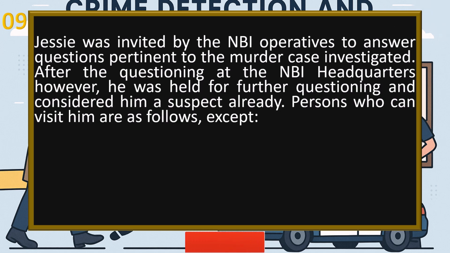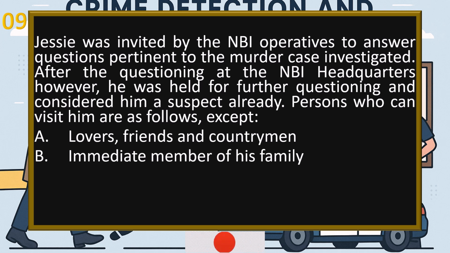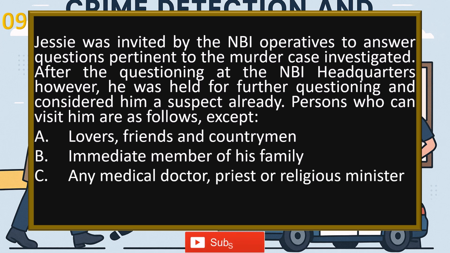Jesse was invited by the NBI operatives to answer questions pertinent to the murder case investigated. After the questioning at the NBI headquarters, however, he was held for further questioning and considered a suspect already. Persons who can visit him are as follows, except A. Lovers, friends, and countrymen. B. Immediate member of his family. C. Any medical doctor, priest, or religious minister. D. Personnel of the CHR.